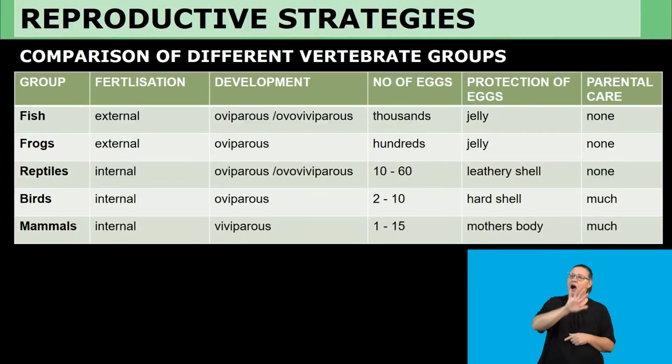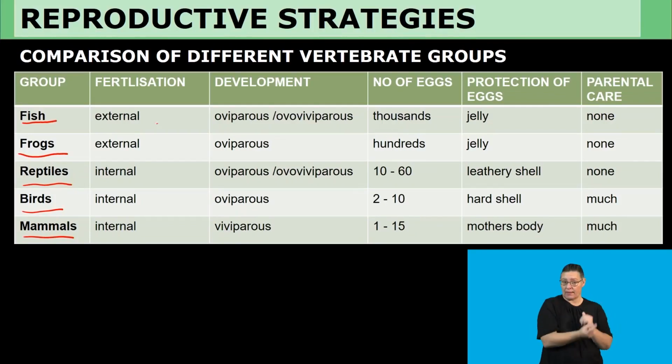Now, let us look at this table. This table is giving us an overview of what we have been talking about. We've got different groups of organisms: fish, frogs, reptiles, birds, and mammals. And the table is showing us the different types of fertilization for each group. For example, look at fish. The fertilization is external, and for the type of development, there are two types. It's either oviparous or ovoviviparous. There are two possibilities.